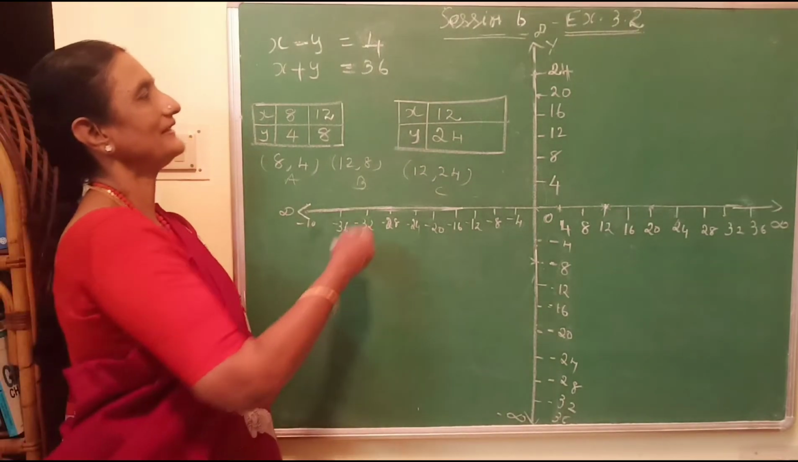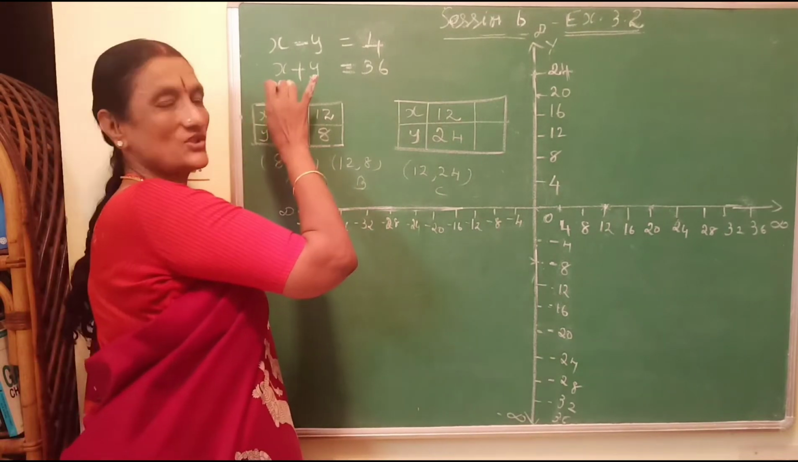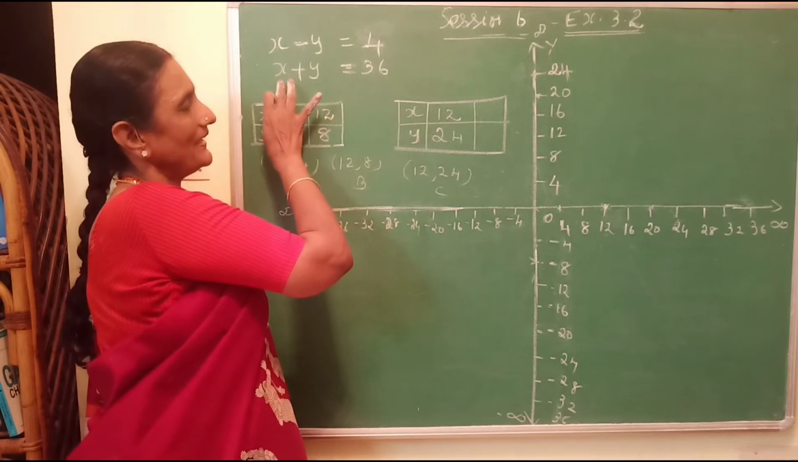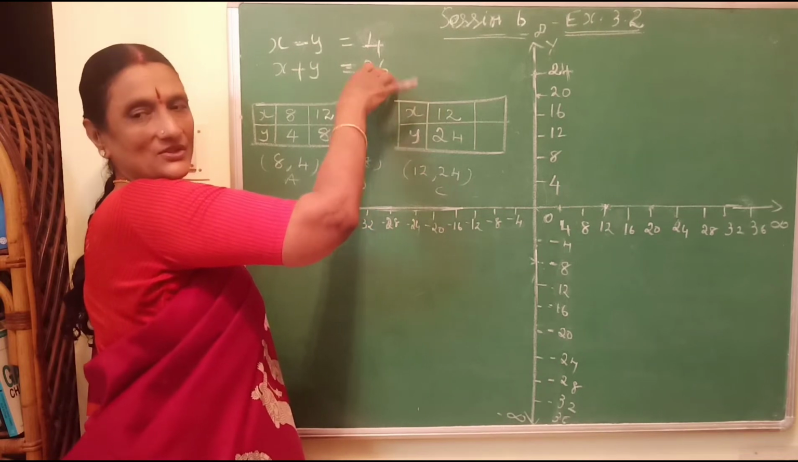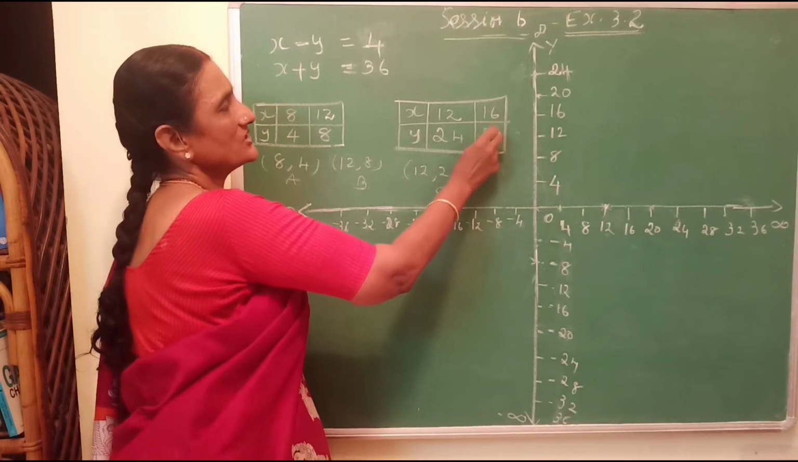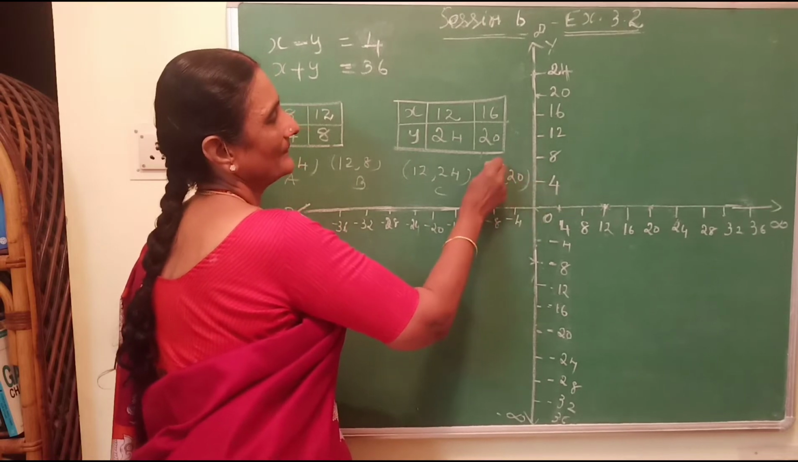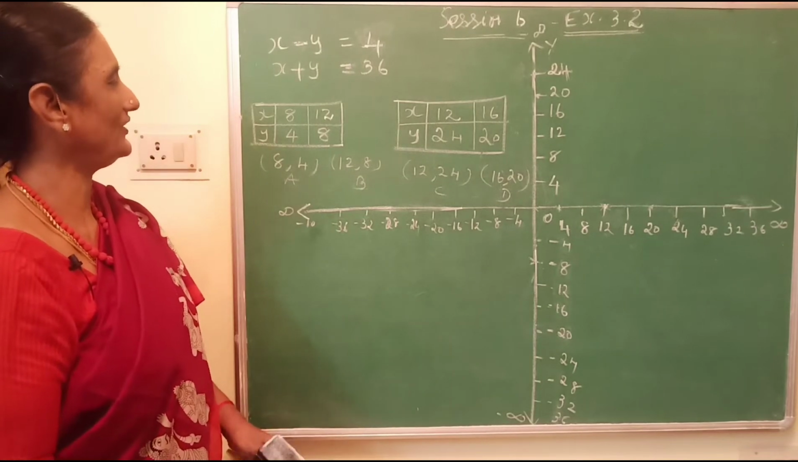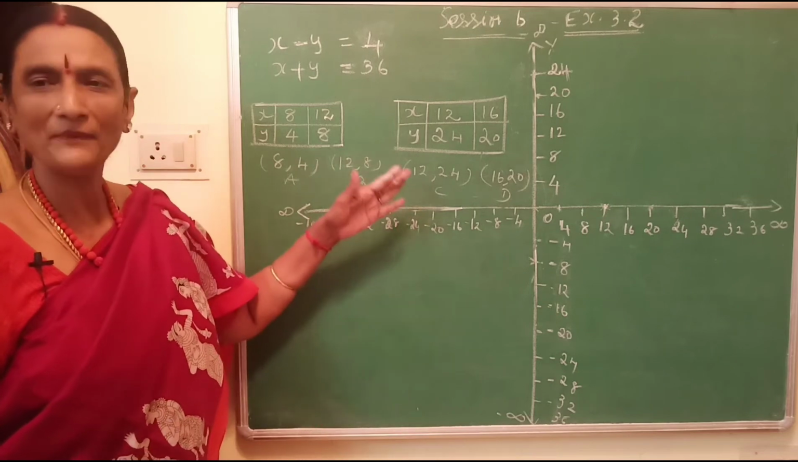And then for the second point, let me choose 16. So if I choose 16 for this, what will happen? So 16 plus y is equal to 36. Therefore, y is equal to, this goes to the other side. You get this value as, tell me, 20. So again, your doubt is not clarified. If you look at the values 8, 4, 12, 8, 12, 24, 16, 20, they are all multiples of 4.